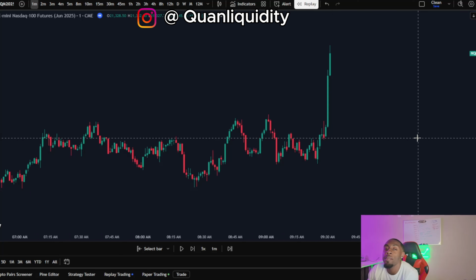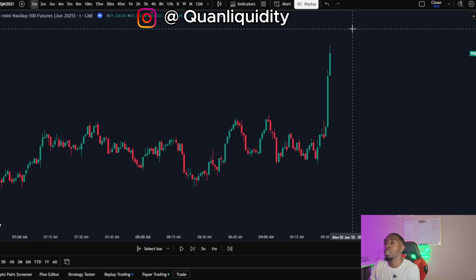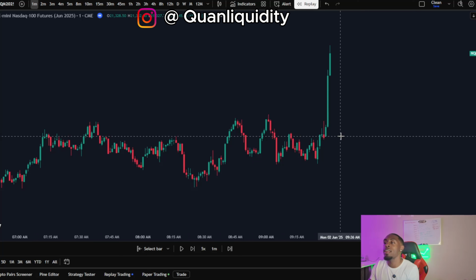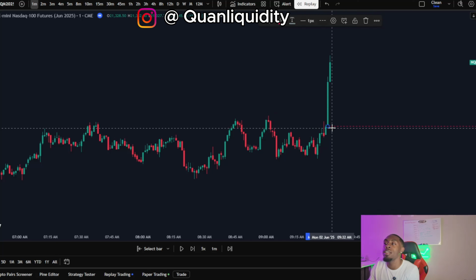Because think of it like power of three, which I'll get into in another video. If we're opening and going straight up, there's a good chance that we're just making a wick. Because more times than not, every candle has a wick to it. So for an important time like 9:30 to not have any price below it, it's a great sign of us coming back to it.